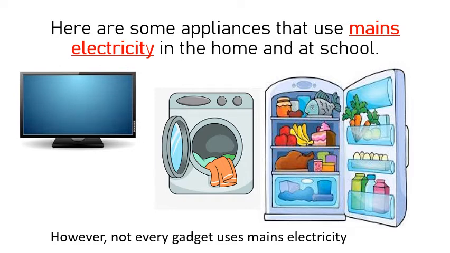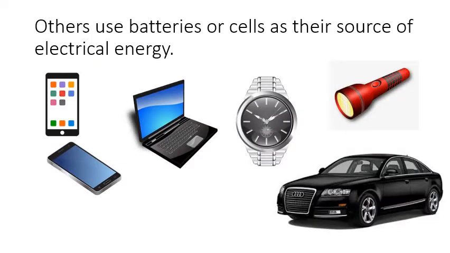However, not every gadget at home or in school uses mains electricity. Some of these items include phones, laptops, watches, flashlights, and even cars. Cars have batteries inbuilt in them or placed in them so they can start and power up their lights and other electrical parts of the car.